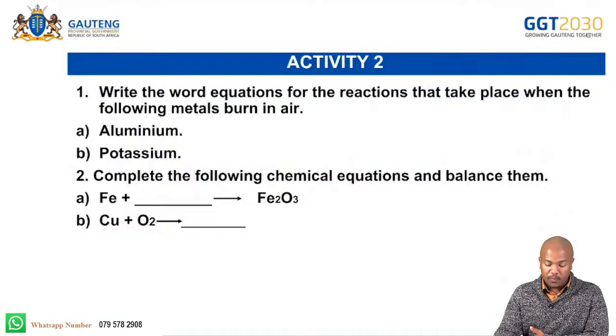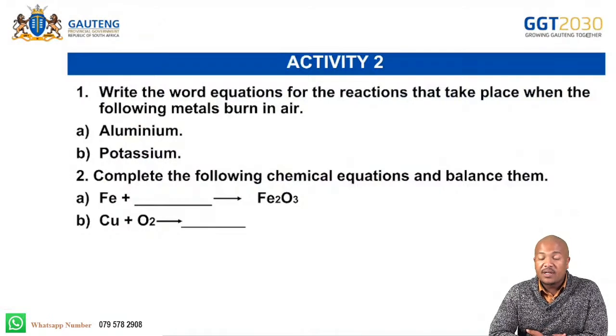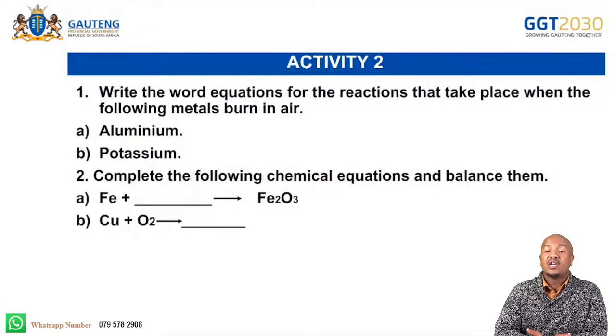And number 2, complete the following chemical equations and balance them, right? A, it's Fe plus O2 to form Fe2O3. Then B, it's Cu plus O2 to form... Now, please take 5 minutes to complete this activity. Then after that, we shall mark together.